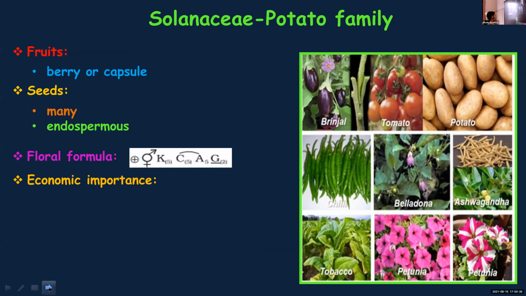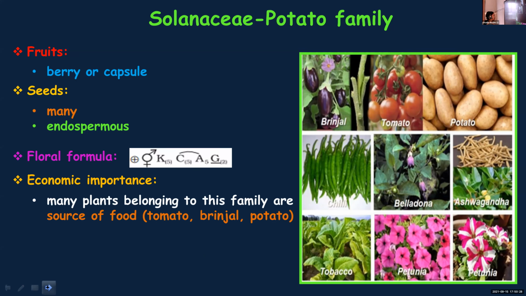Then economic importance. How are they important? Many plants like tomato, brinjal, potato. Tomato and potato, every time it will be there at home, no? In the kitchen, tomato and potato will always be there. Because if these two are there, somehow we can manage. We need some onions also. So even if there is no curry, we can manage with tomato, potato and some onion. So always it will be there at home, and these are important sources of food.